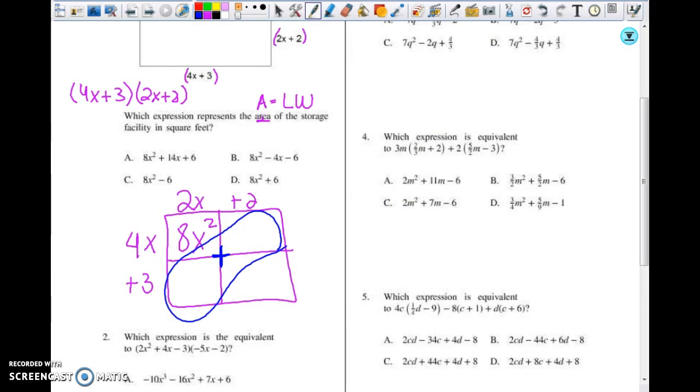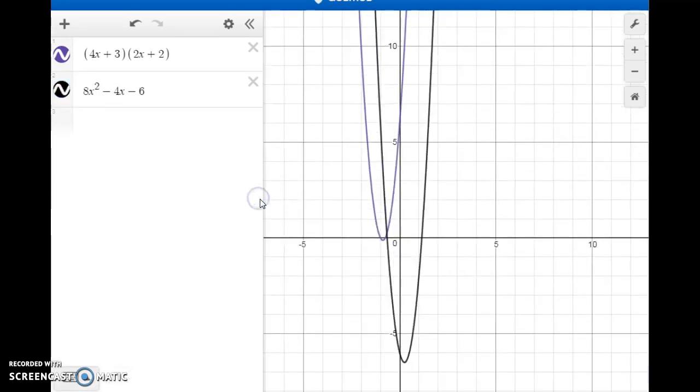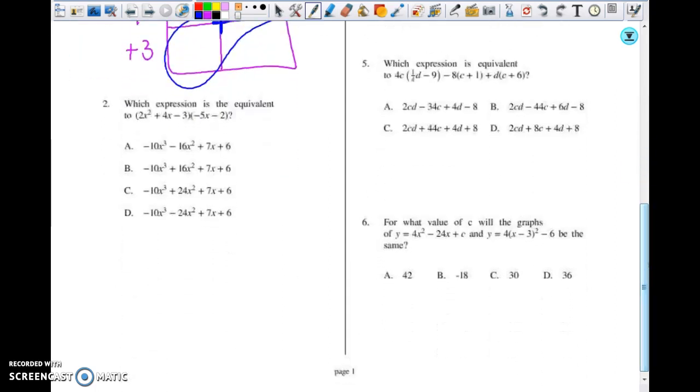So for example, let's try B, right? 8x squared minus 4x minus 6. So I try 8x squared minus 4x minus 6, okay? Did those give me the same graph? No. So is that the right answer? When I multiply the length and the width, is it going to give me this? No, it's not going to equal that. They're not going to be the same. So B would not be correct. So you can go on ahead and try A, C, or D, whatever you want, to go on ahead and find the right answer.